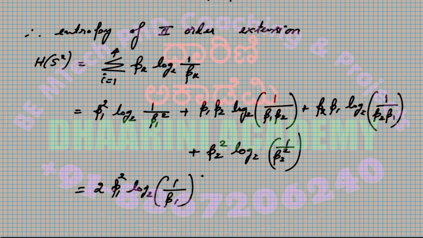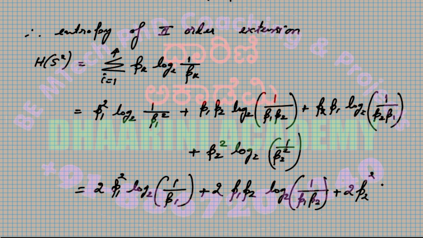Are you okay with the first term? So the second term, it's repeated. Second and the third terms are same. So I can write once again 2 times P1 P2 log to the base 2, 1 divided by P1 P2. And the last term has P2 square log to the base 2 of 1 by P2 whole square. So the whole square, I'll try to remove it by making it as 2 times. Okay, 2 times P2 square log to the base 2, 1 by P2.